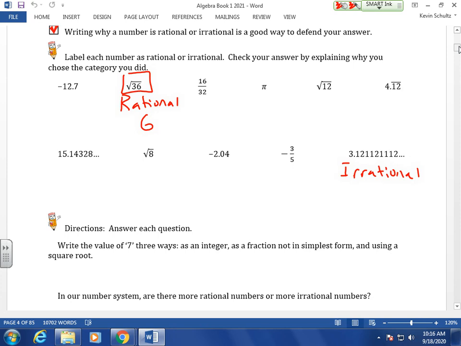The pattern seems to be you've got a 1, then a 2, then 2 1s and a 2, then 3 1s and a 2. That's not repetition. Plus, we have that dot, dot, dot there, which tells us it does go on forever. Maybe it continues this pattern, maybe it doesn't. We don't really know. Right? But it's irrational, and the reason why is that it does not end.